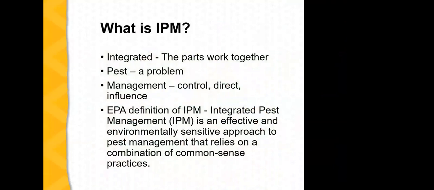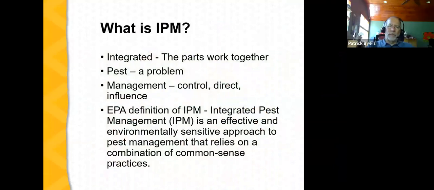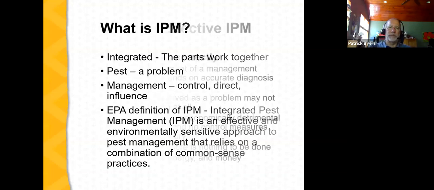Well, now let's talk about integrated pest management, or IPM. Basically, IPM is an effective and environmentally sensitive approach to pest management. As I said in the introduction, IPM is not based solely on the choice of a pesticide. It's an approach that looks at all aspects of managing problems. Again, the very name suggests integrated, the parts work together. Pest, a problem, and management, control, direct influence. And so we're going to talk about the strategies that we have available to manage diseases using integrated pest management.